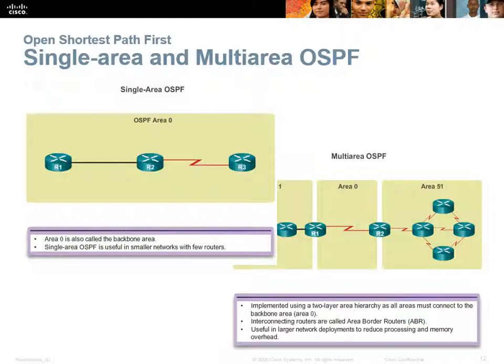Area 0 is what we call our backbone, okay? Our backbone infrastructure. So you'll have IP OSPF area 0. Similar to the autonomous system number, but it gives the idea of what it is. Now we have a multi-area where you have router 2 functioning in area 0 and area 51.